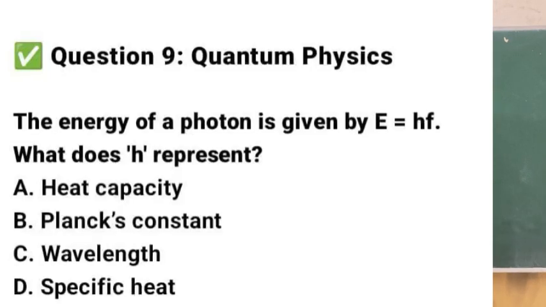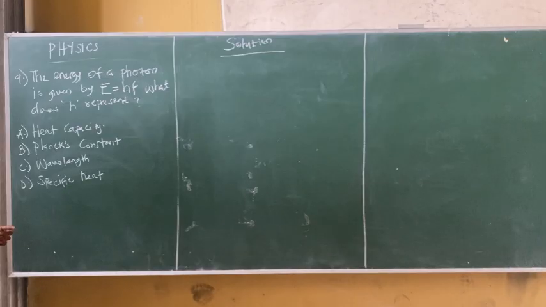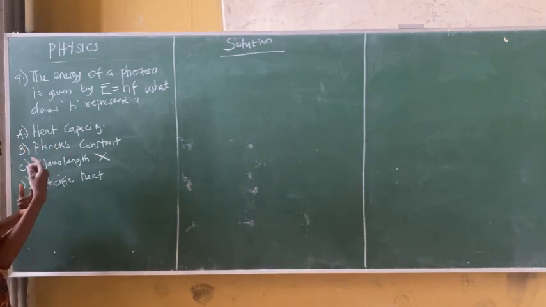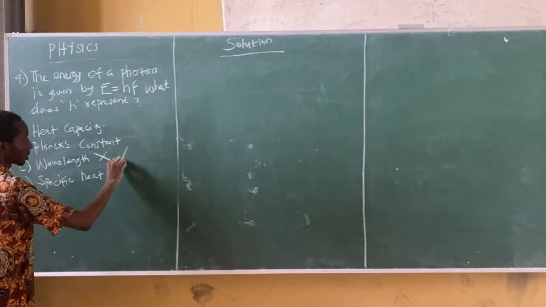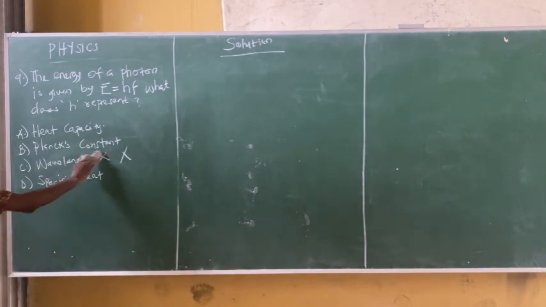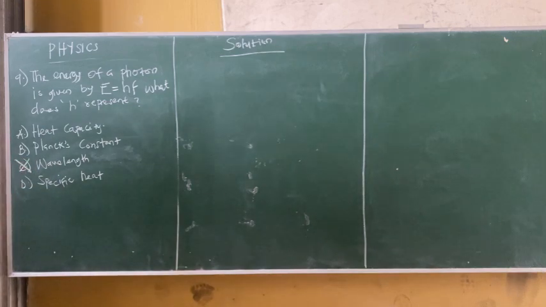Now it says the energy of a photon is given by E is equal to hf. What does h represent? This is the kind of question you see in your Post-UTME. What does h represent in this formula? Option A says heat capacity, B says Planck's constant, C says wavelength, and D says specific heat. If you have followed me down to this point, you know that wavelength is not h. From the previous question we saw, wavelength is denoted by lambda. So this is out of it. So C is wrong, specific heat is wrong, heat capacity is wrong.